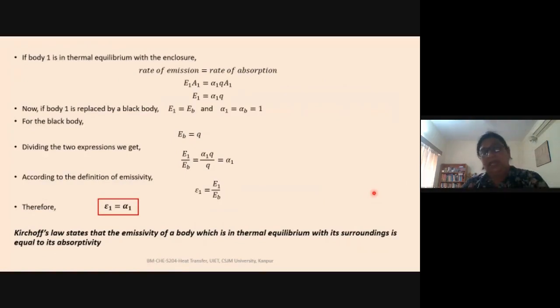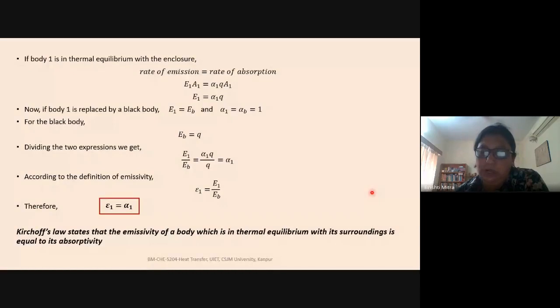Now, if body 1 is in thermal equilibrium with the enclosure, what does it mean? It means that body 1 and the enclosure are both at the same temperature. That means they're in thermal equilibrium. There is no more flow of heat happening. Then the rate of emission is equal to the rate of absorption. There are two possibilities I told you: the rate at which heat is coming to the body and the rate at which heat is going out of the body. Because they are in thermal equilibrium, these two rates are equal. E1 A1 is equal to alpha 1 q into A1. So the A1s can be cancelled out from both sides. So this becomes E1 is equal to alpha 1 into the radiant heat flux.